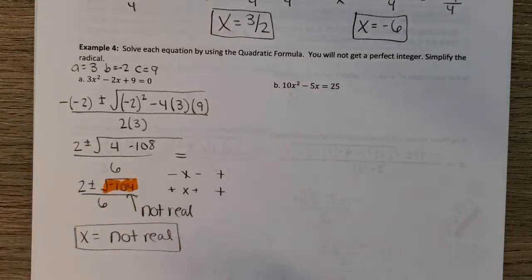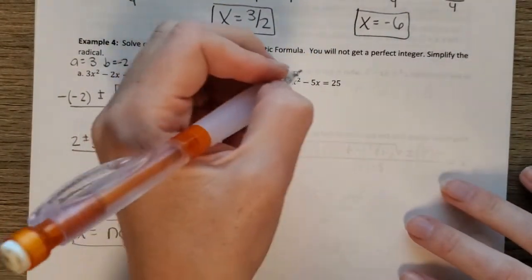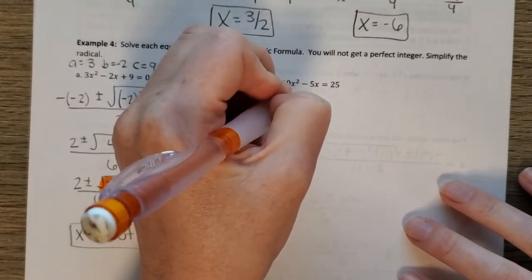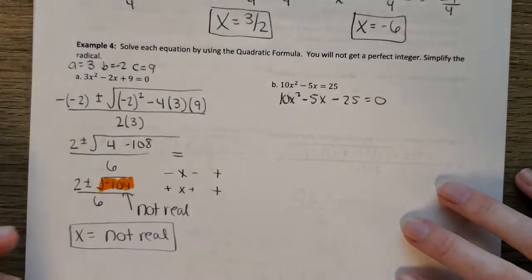When you get to Algebra 2 or in more advanced classes, you'll learn what to do instead. At this point, anytime you get a negative under your radical, the answer is going to be not real, and you can stop at that point. So let's look at B. We've got to get the 25 moved over to the other side. So we have 10x squared minus 5x minus 25 equals 0.